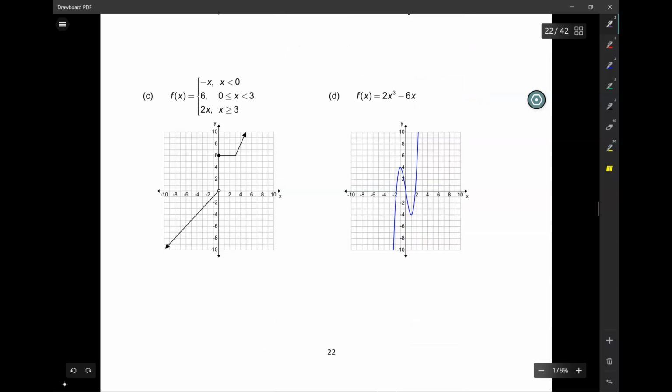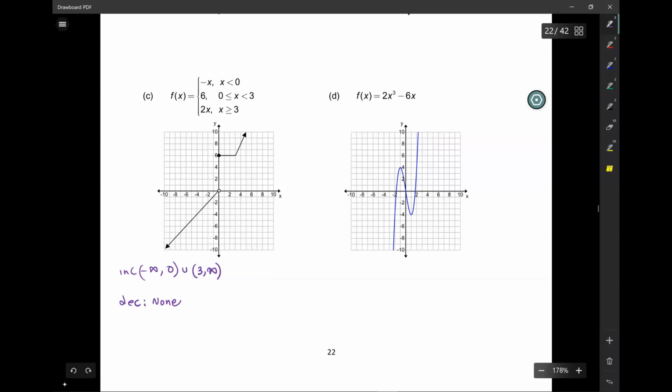Okay, so here, all right, where is it? It's increasing from where to where? Negative infinity to 0. And then where is it? And then it's increasing again from 3 to infinity. And then where is it decreasing? None, right?